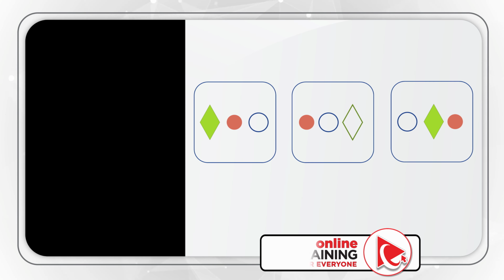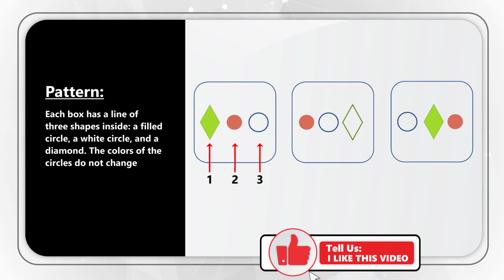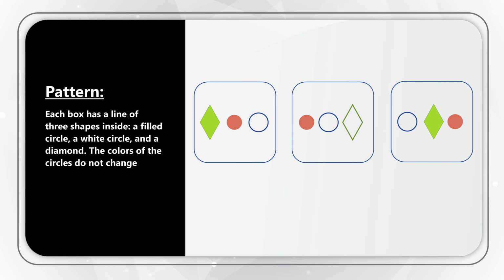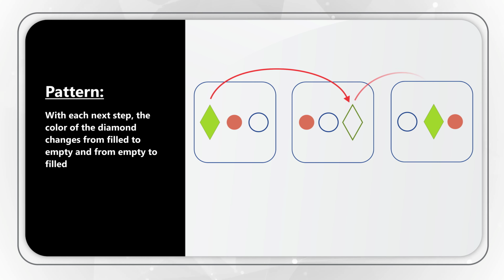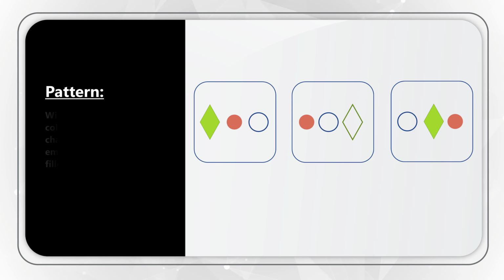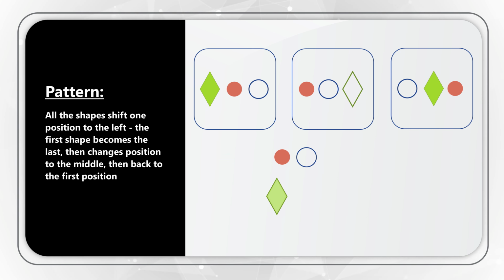If you take a close look at the shapes inside the square, each shape has a position 1, 2, and 3 going from left to right. You can also notice that there are 3 different shapes inside the boxes: a filled circle, a white circle, and a diamond. Another important consideration is that the colors of the circles do not change. But unlike the circles, the color of the diamond changes from filled to empty and then from empty to filled. You can also notice that all shapes shift 1 position to the left. The first shape becomes the last, then changes position to the middle, and then back to the first position.